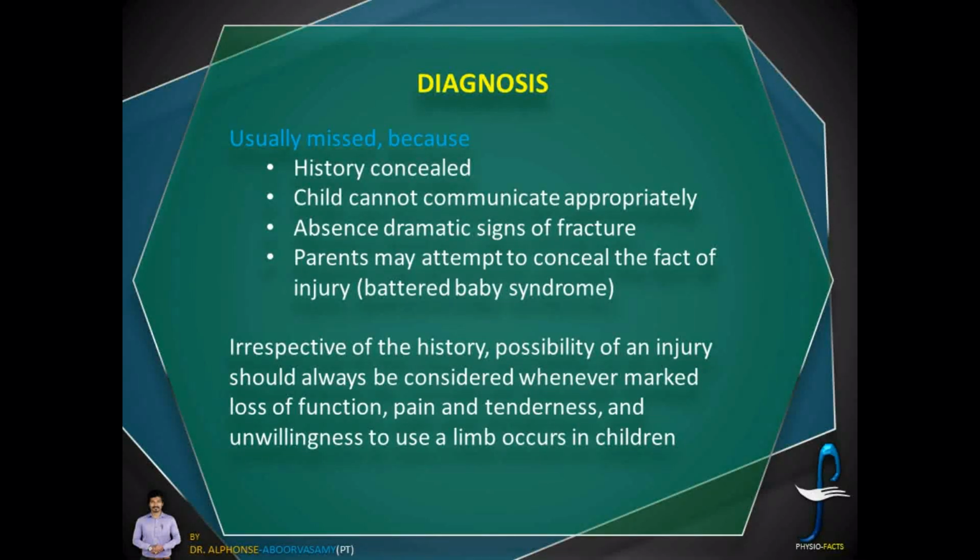There may not be much displacement or deformity because they will usually go for greenstick fracture. Otherwise, parents may attempt to conceal the fact of injury. For example, battered baby syndrome. If they beat a child and the child has a fracture, they usually try to conceal or protect the event of why it happened.